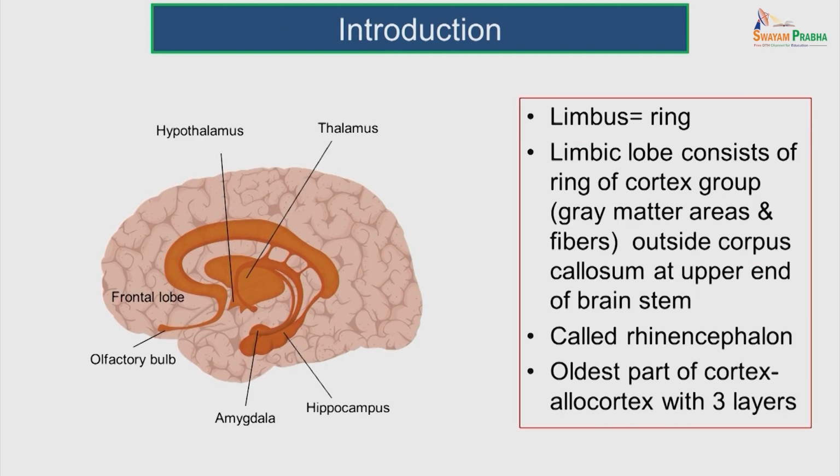So, limbus means a ring. This limbic lobe consists of a ring of cortex, that is a group of grey matter and some of the fibers, present outside the corpus callosum at the upper end of the brain stem. This is also called the rhinencephalon, and it is the oldest part of the cortex. The neocortex has 6 layers. This is an allocortex and it has only 3 layers.